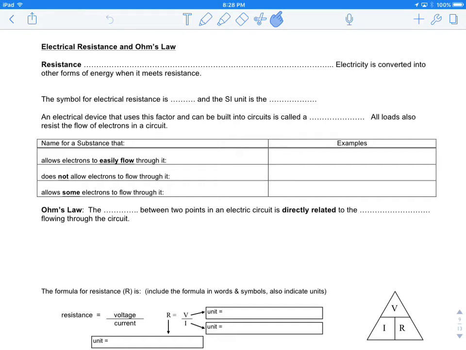So here we have our note on electrical resistance and what we call Ohm's law. And so we've talked a little bit as we've progressed throughout this unit. We've talked a little bit about resistance, but let's go into a little bit more detail here.